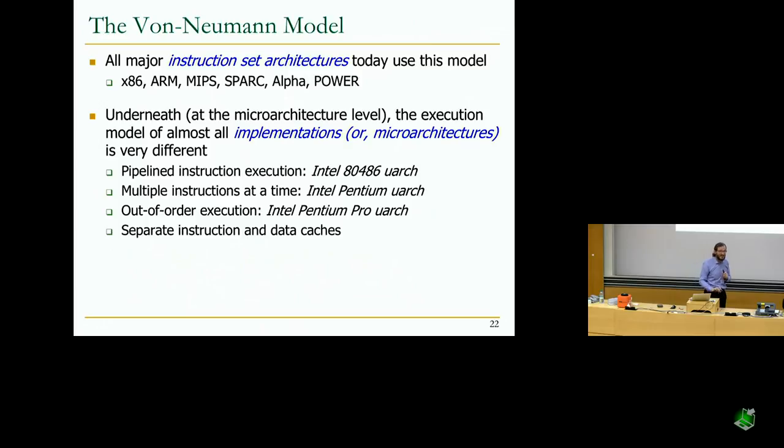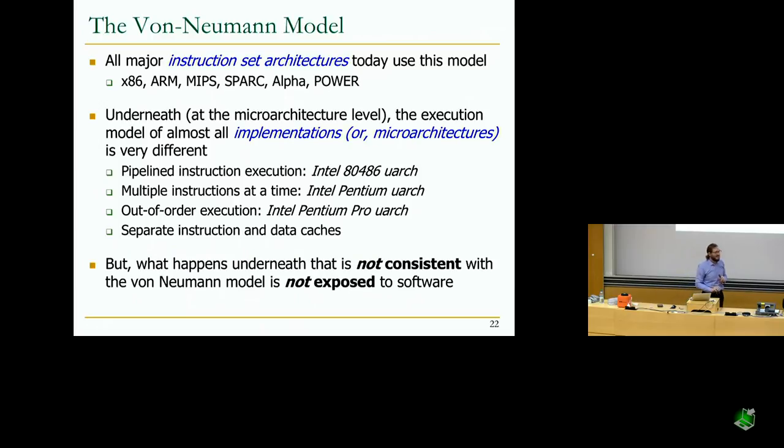Even separate instruction and data caches, or separate instruction and data memories, even that is against the von Neumann model at heart, right? Because these are not supposed to be separate, so you need to actually do something to keep them correct. So basically, the key point is, what happens underneath at the implementation that is not consistent with the model should not be exposed to the software. That's the key thing that we're going to obey.